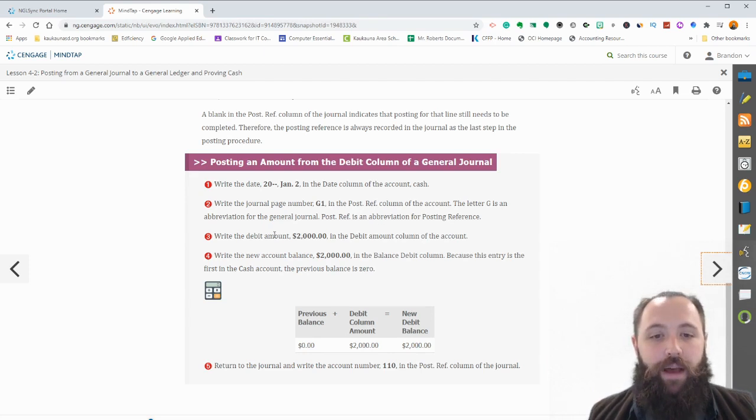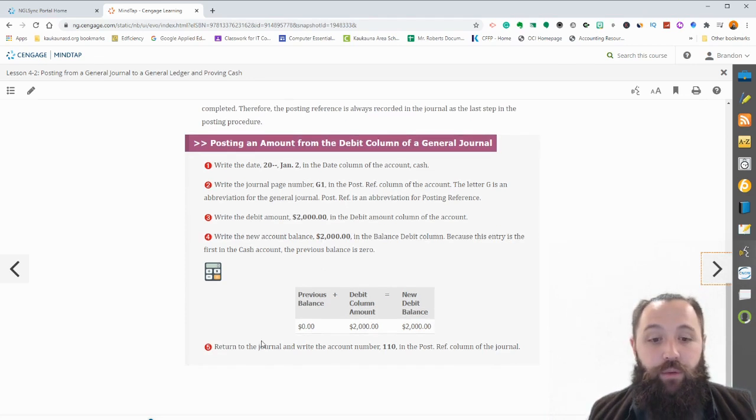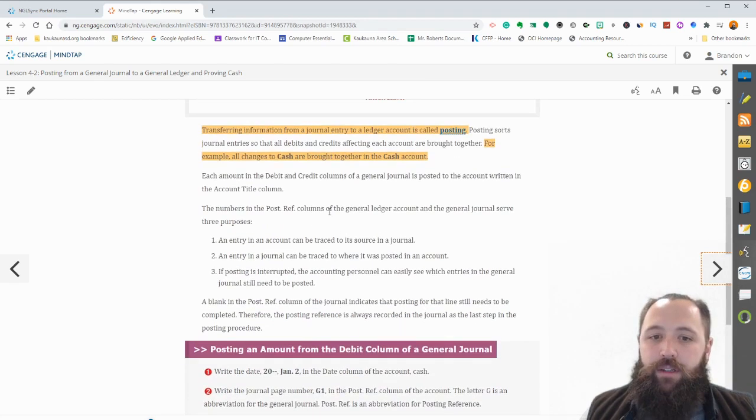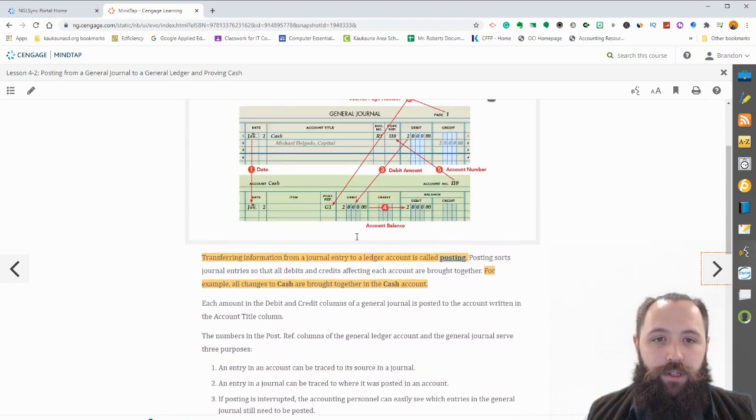After that, we write the debit amount, $2,000, in the debit column of that account. And then number 4, we write the new account balance of $2,000 in that balance debit column. So we write in how the account was affected, and then we balance the account after. And number 5 is we return to the journal and write the account number 110 in the post reference column of that journal. And the post-reference column of the general ledger and the general journal serve these 3 purposes, okay?